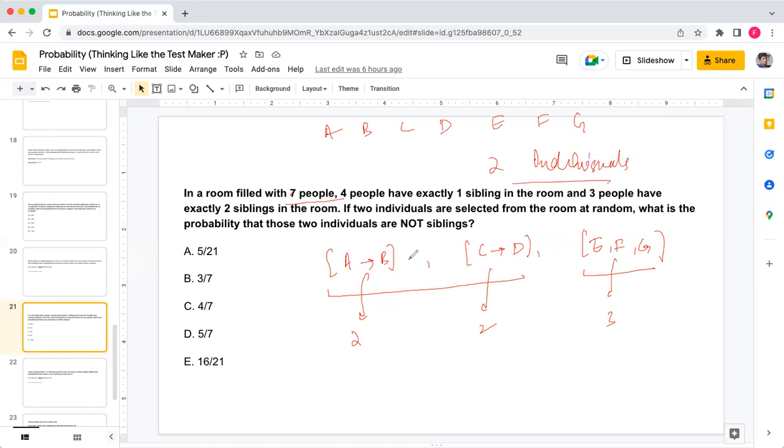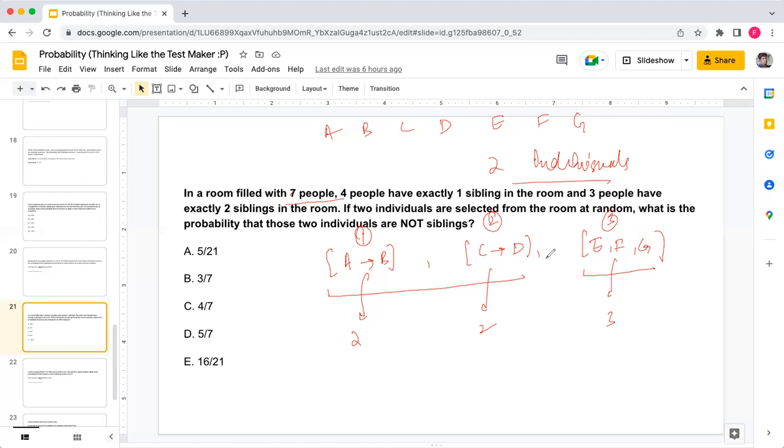The question is, what is the probability that those 2 individuals are not siblings? So we need to pick any 2 people from different groups. We have 3 groups, right? From different groups, so that they won't be siblings, right? So this is exactly what is asked in this question.